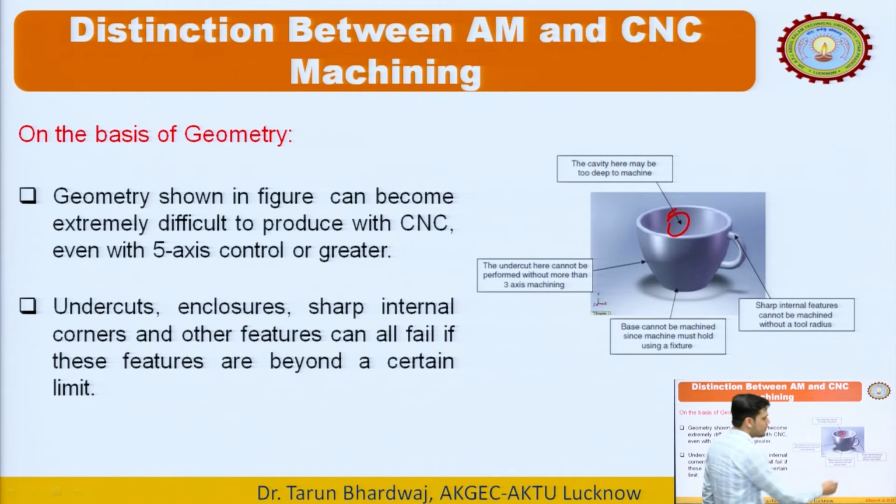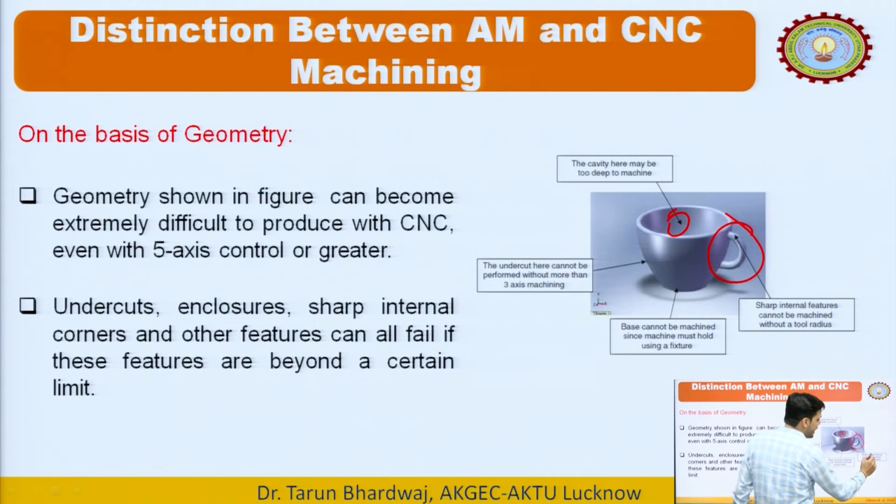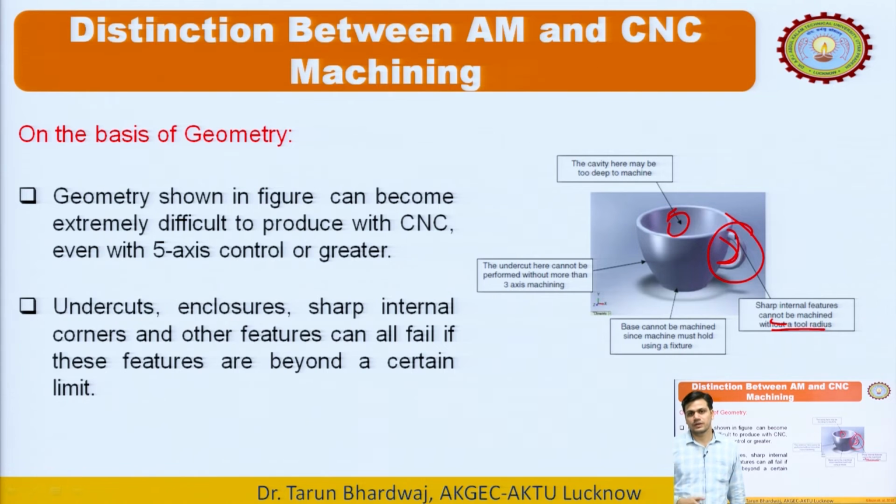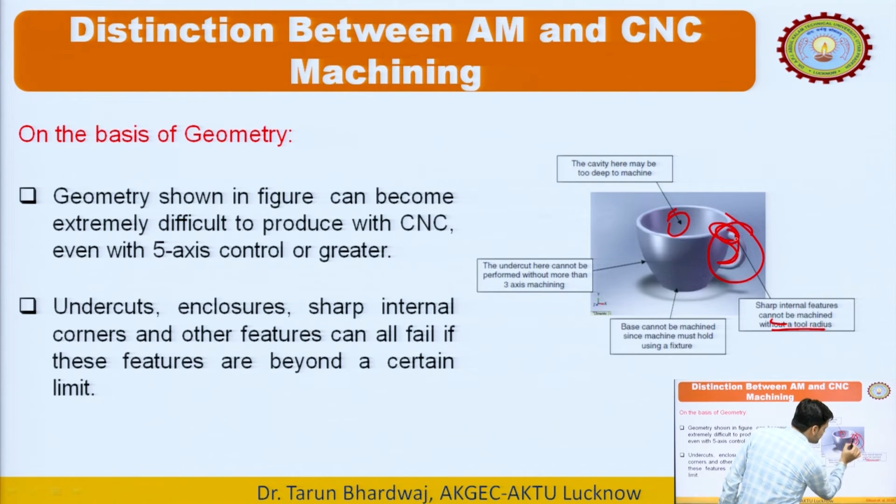And if we just talk about over here, अगर हम लोग यहाँ की बात करें तो sharp internal features cannot be machined without a tool radius. आप यहाँ पे देख सकते हैं जो हमारे कप का बेसिकली जो पकड़ने का हिस्सा है, ठीक है, तो that is very difficult for the CNC machine, क्योंकि यहाँ पे आप देख सकते हैं कि it is a very sharp feature over here. ओके, एकदम से शार्प चेंजेस आया है.